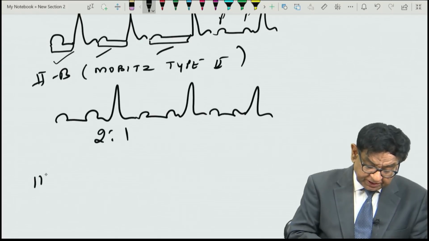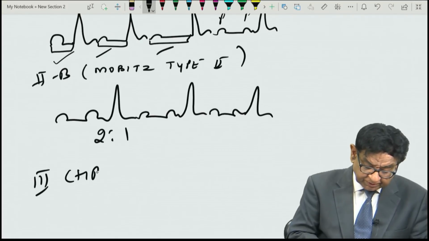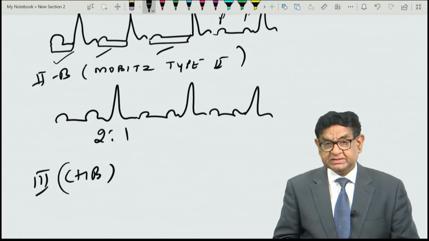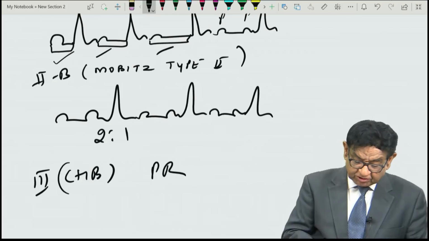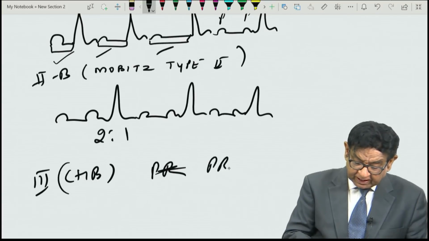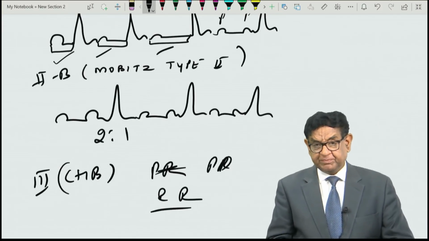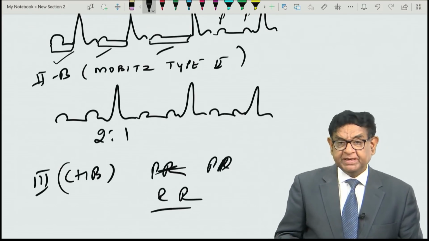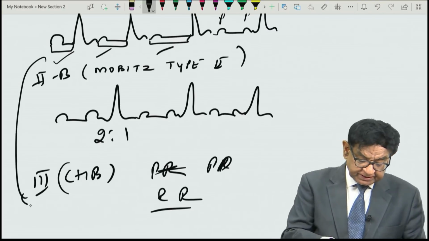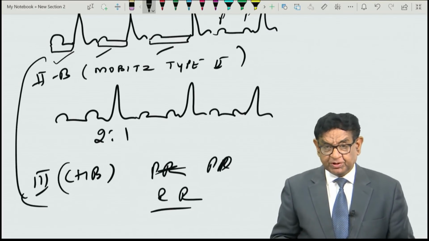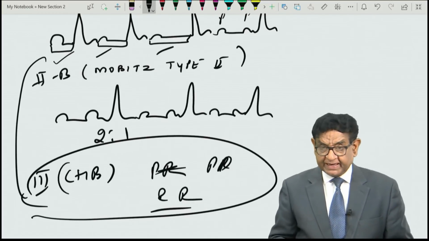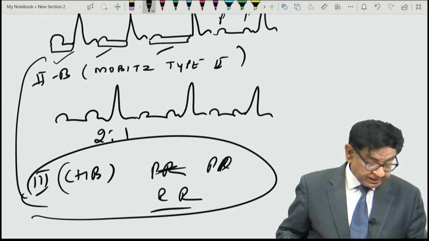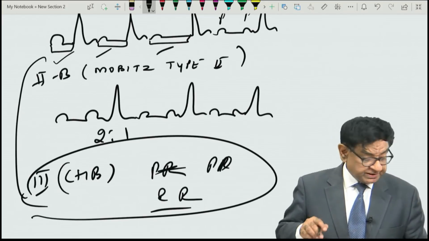Then we talk about third degree heart block, so-called complete heart block. Here P and QRS are beating independently, but the PP interval is constant and the RR interval is constant. But there is no correlation between P and QRS. This is complete heart block. These two conditions need pacing because they can lead to a syncopal attack any moment. So now, question 133 answer is A.